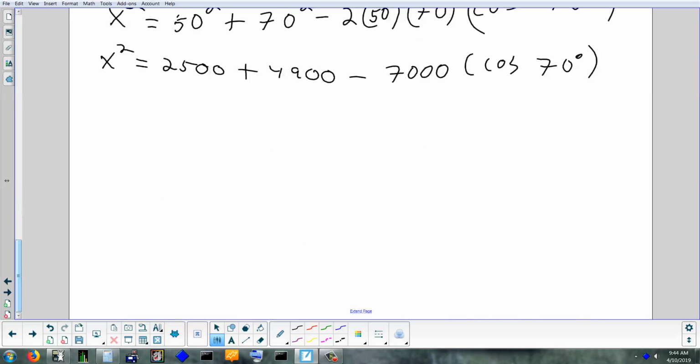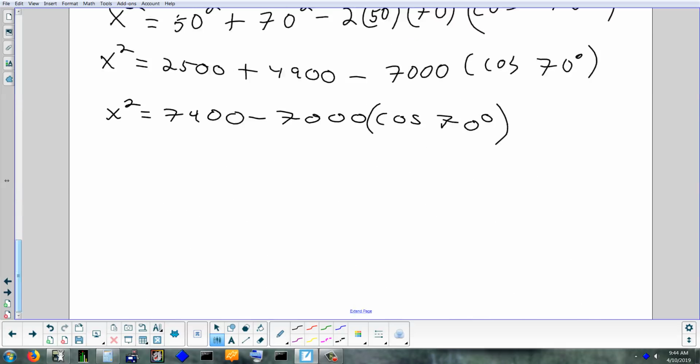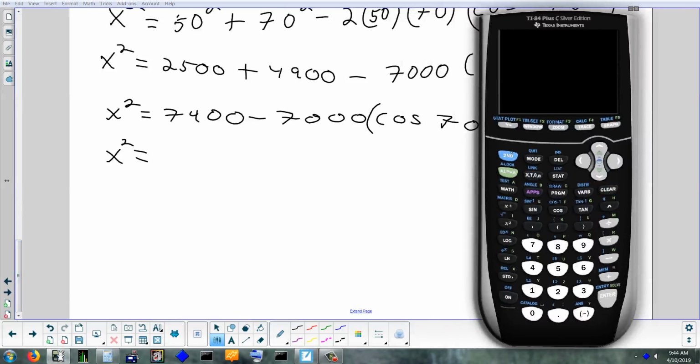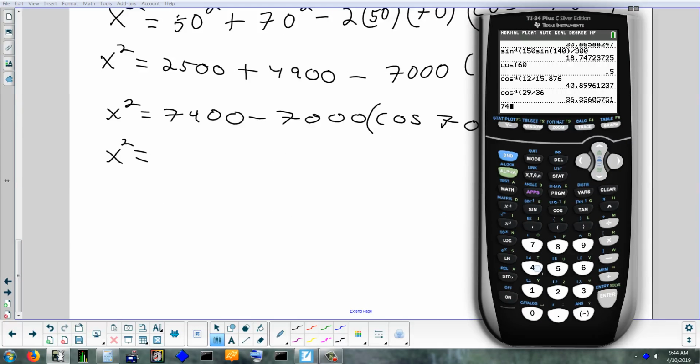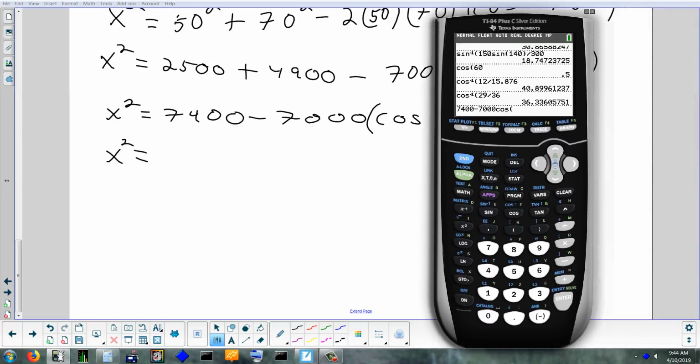What's 25 plus 49? 74. Yep, so we get 7,400 minus 7,000 cosine 70. At this point, let's type in everything on the right, all at once. Okay, we still don't have x by itself. We have one more thing to do. Let's just do 7,400 minus 7,000 cosine, what was the angle? 70. Cosine 70.